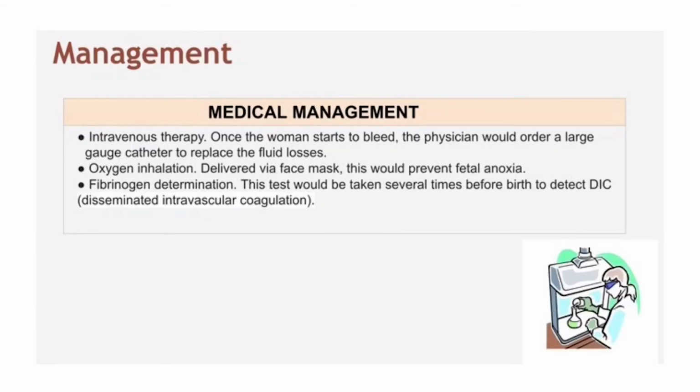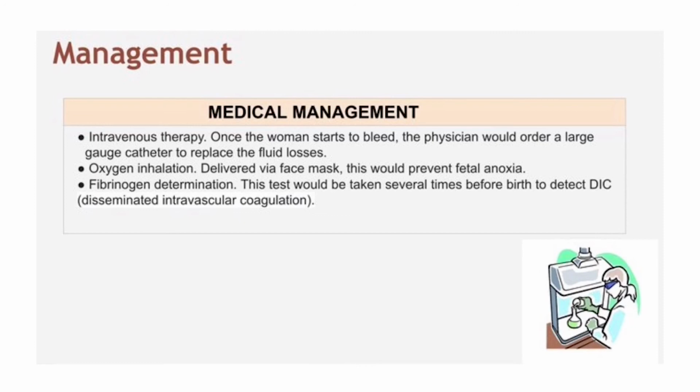Third, medical management will be given if bleeding starts. First is the intravenous therapy. The physician would order a large gauge catheter to replace the fluid losses. This will later on be discussed on our nursing care plan. Another is oxygen inhalation. This will be delivered via face mask. This would prevent fetal anoxia.